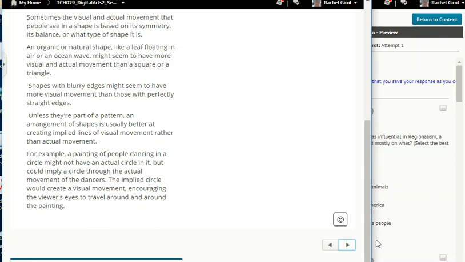Unless they're part of a pattern, an arrangement of shapes is usually better at creating implied lines of visual movement rather than actual movement. For example, a painting of people dancing in a circle might not have an actual circle in it, but could imply a circle through the actual movement of the dancers. The implied circle would create a visual movement, encouraging the viewer's eyes to travel around and around the painting.